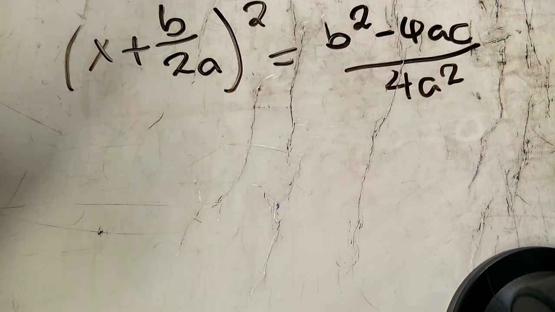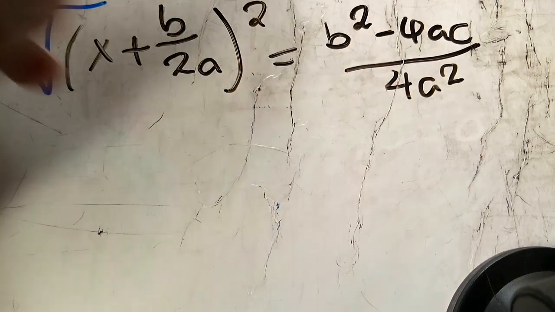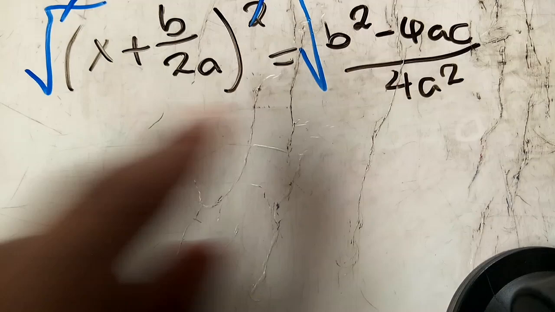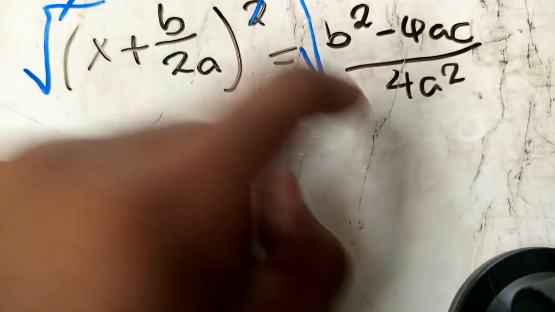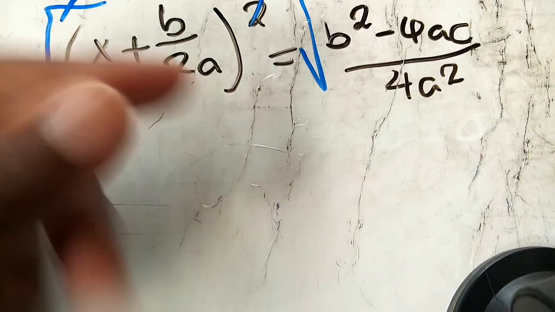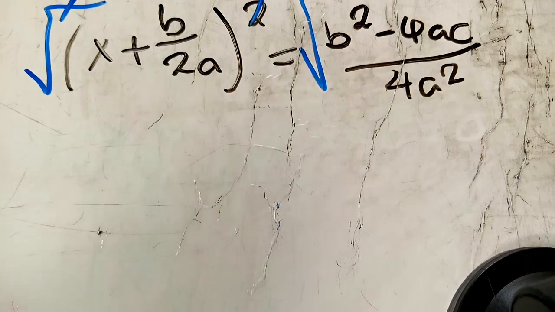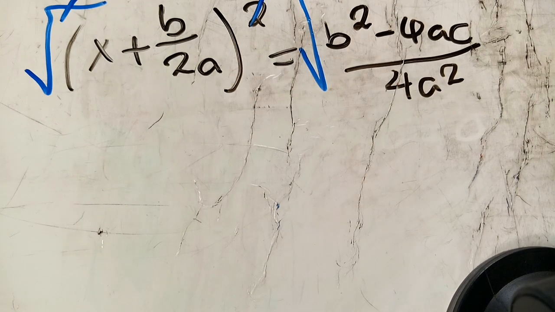Now we have to square root both sides to get rid of that square. So this would cancel with this. And then we're going to have the square root of this, which simply means the square root of the top part and the square root of the bottom part. Now on the top part, since we have b squared minus 4ac, we can't simplify that. So we're going to write it in this form.